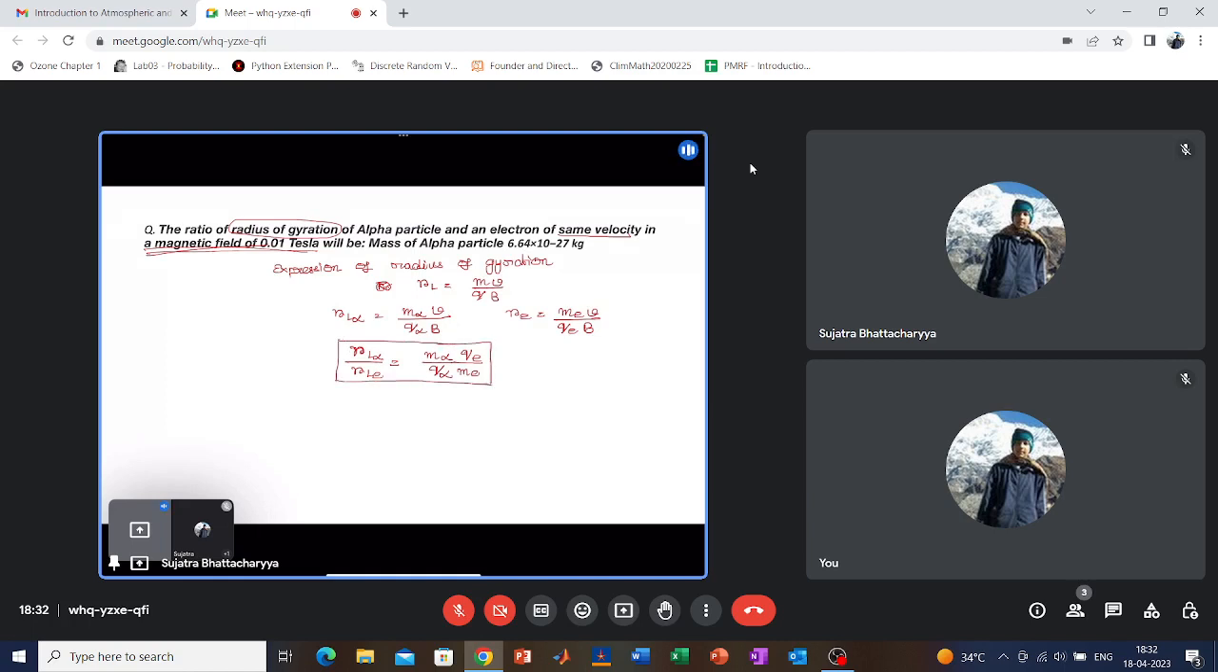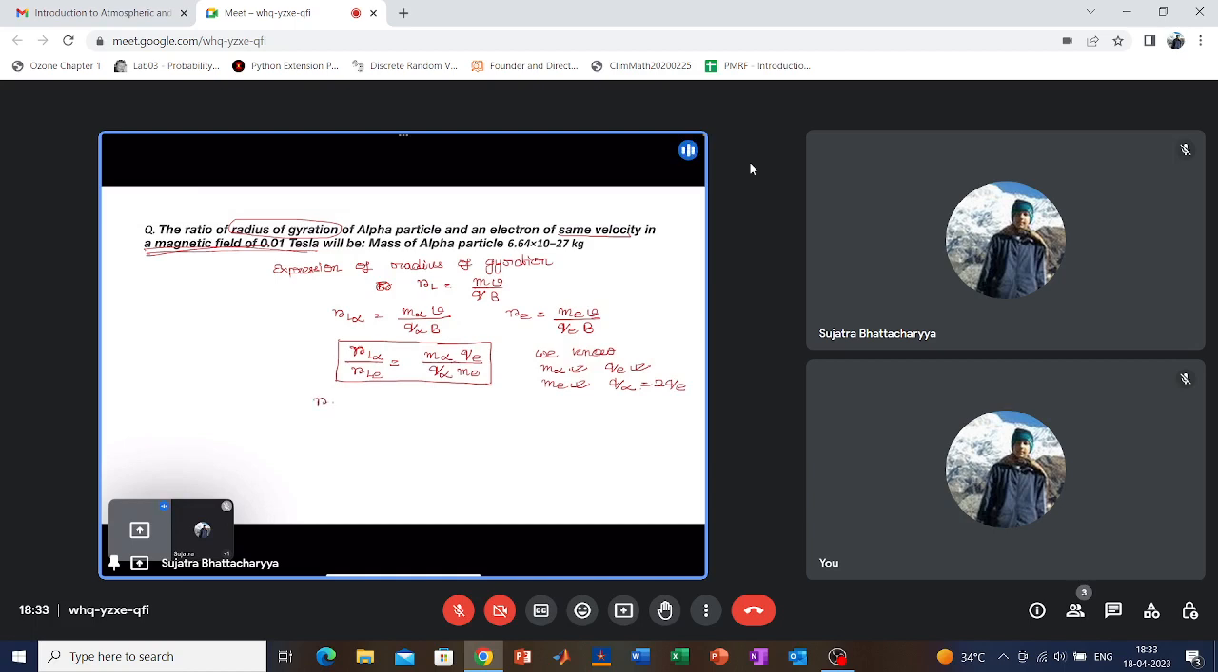What all the things do we know? M alpha is given, we know qe, we know me, we know q of alpha. How much is q of alpha? It is 2 times the q of electron. How much is m of alpha? It's actually 4 times the mass of the proton, but we have to just put the expressions now.